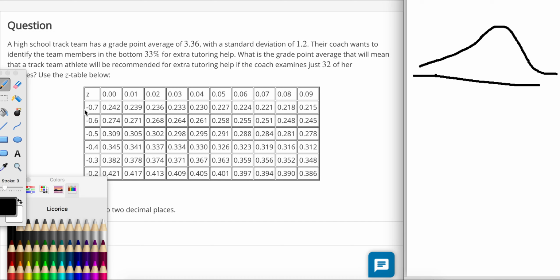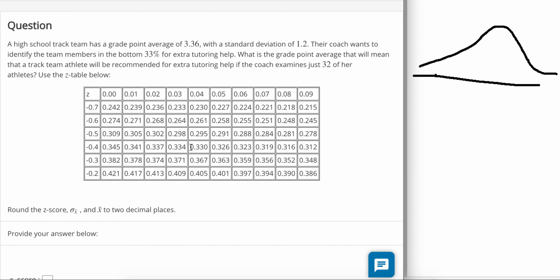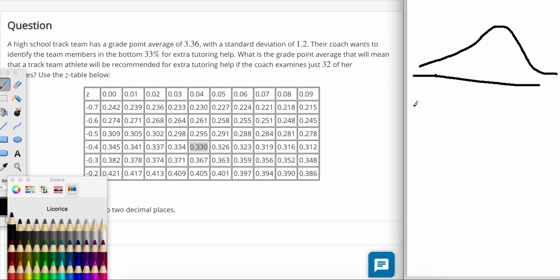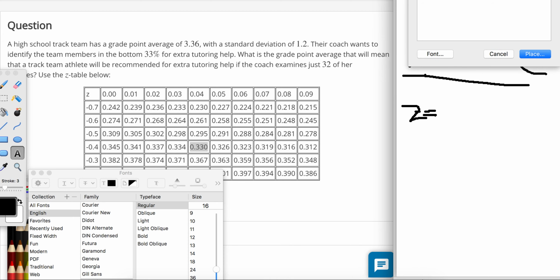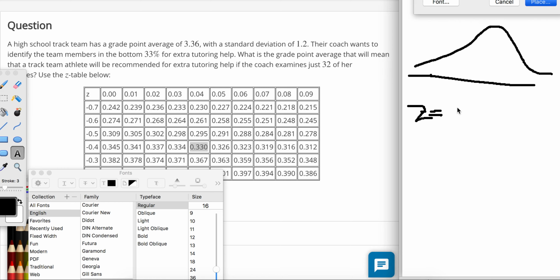This has been a tricky part with Newton because sometimes it picks one instead of another and I can't figure out why. I try to pick the one that's closest and it doesn't accept it. This is 33%, so that's negative 0.44. Okay, I'm going to type that. It's going to take forever. Negative 0.44 is our z-score.